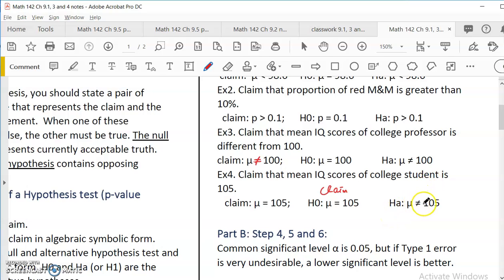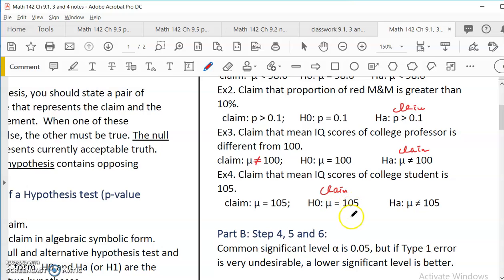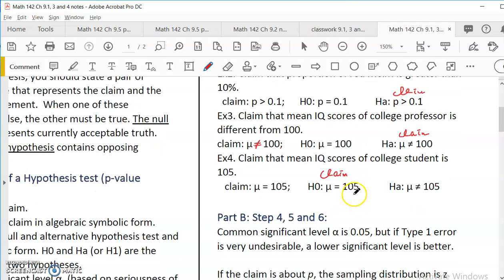So it's not less than or greater than, but it will be not equal. So I usually, after I write it down, remind myself where the claim is. A lot of times, 90% of the time, when you're doing research, your hypothesis is always the alternative. And then your null hypothesis is always equal, which is not the claim. Except if your claim is equal, then the claim is actually H0. Does that make sense?